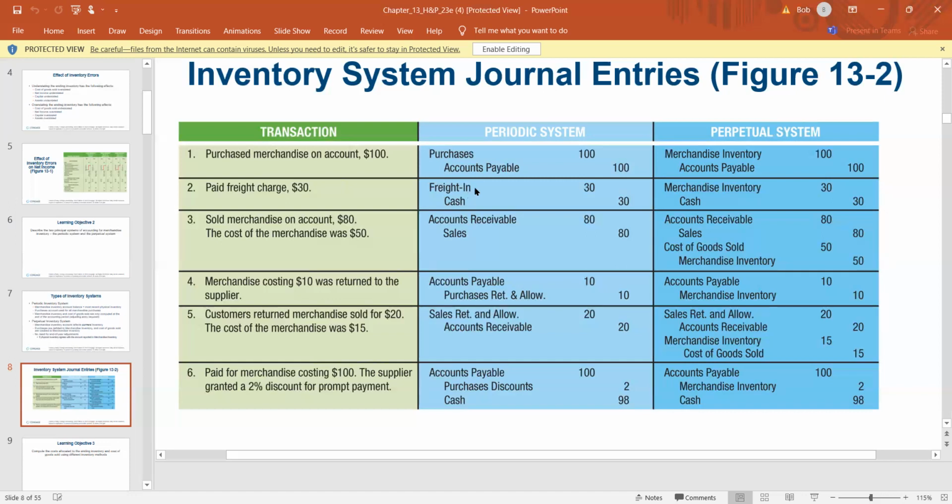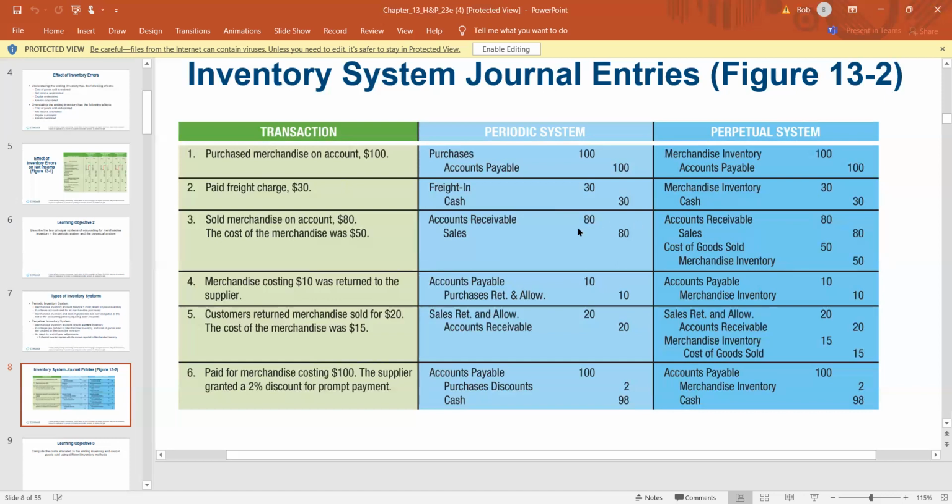Remember that freight expense we had here for $30? Under the perpetual system, that just is considered part of the inventory cost, which it is. You debit merchandise inventory. Now let's look at the key difference.